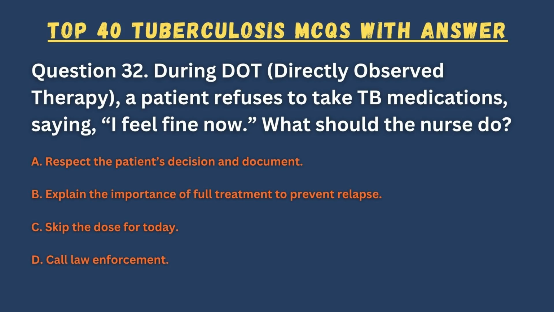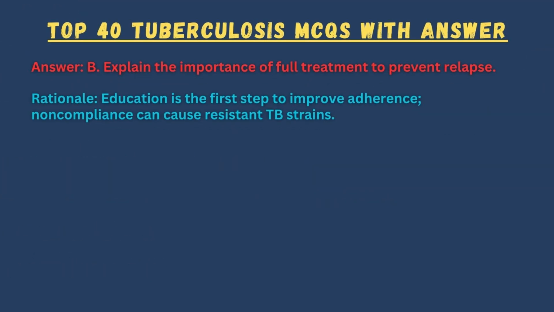Question 32. During DOT, directly observed therapy, a patient refuses to take TB medications, saying, "I feel fine now." What should the nurse do? A. Respect the patient's decision and document. B. Explain the importance of full treatment to prevent relapse. C. Skip the dose for today. D. Call law enforcement. Answer: B. Explain the importance of full treatment to prevent relapse. Rationale: education is the first step to improve adherence. Noncompliance can cause resistant TB strains.